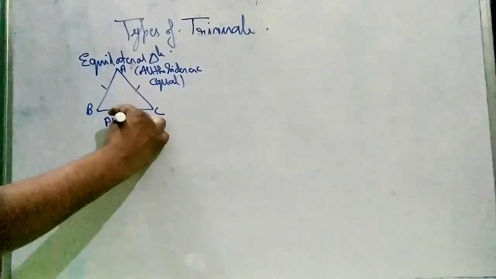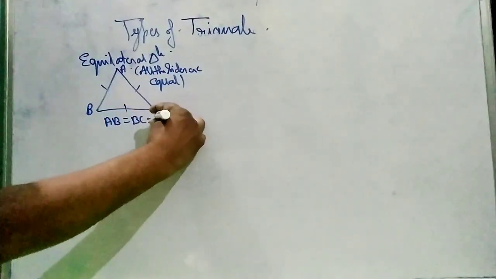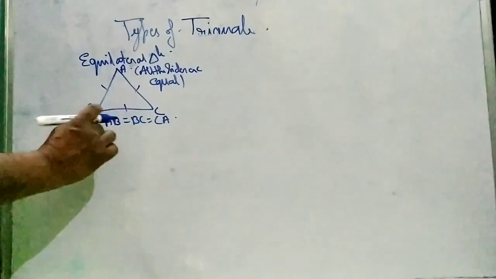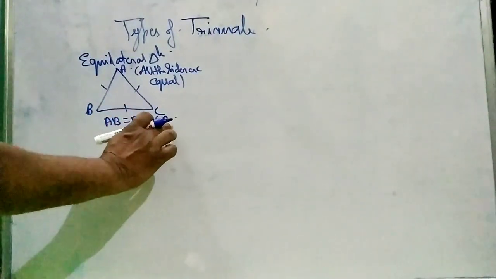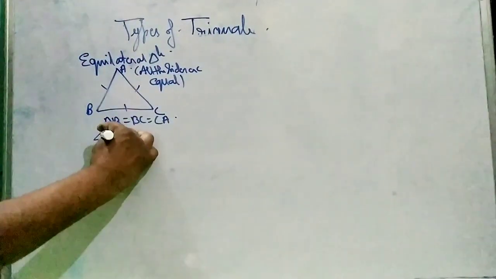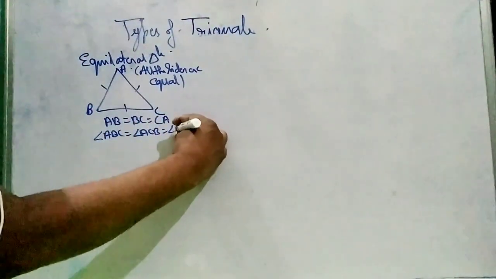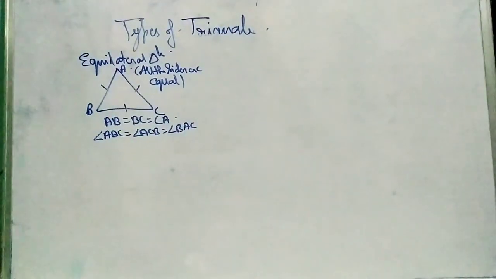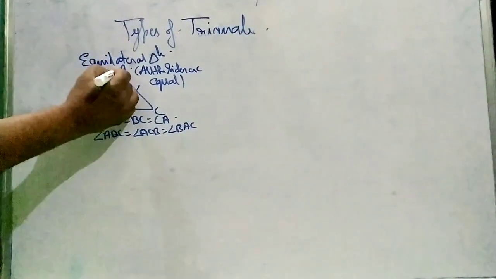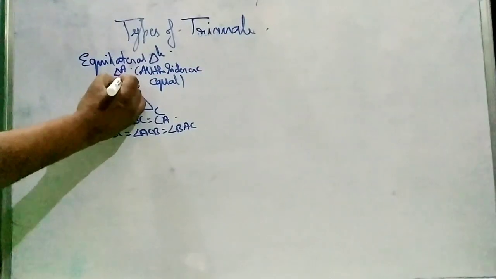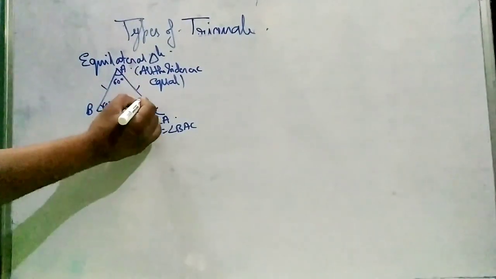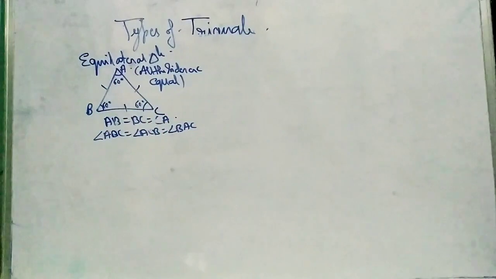It means side AB is equal to side BC is equal to side CA, and angle ABC is also equal to angle ACB is equal to angle BAC. So, all the angles and all the sides are always equal, and each angle of an equilateral triangle is of 60 degree each. This is a property of an equilateral triangle. All the sides are equal.